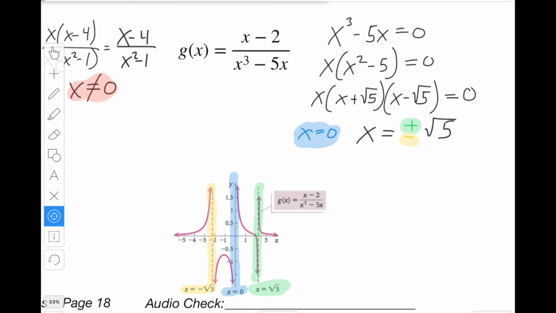Here, you can set the denominator equal to 0, solve, and you get these 3 values, and each of the 3 values gives you an asymptote. x equals 0, the blue one, and then plus or minus square root of 5.